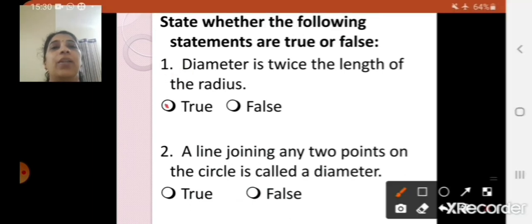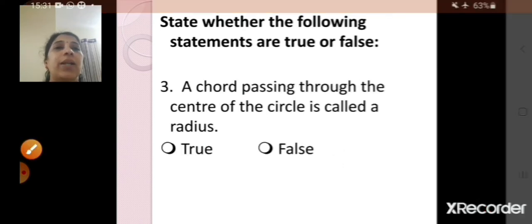Okay. Now, next one is, a line joining any 2 points on the circle is called as a diameter. So, what was our definition for diameter? Diameter is a line passing through the center of the circle, right? Now, here there is nowhere it is mentioned center of the circle, right? So, a line joining any 2 points on the circle is called as a chord. So this statement will be false, right? So we'll move to the next one.